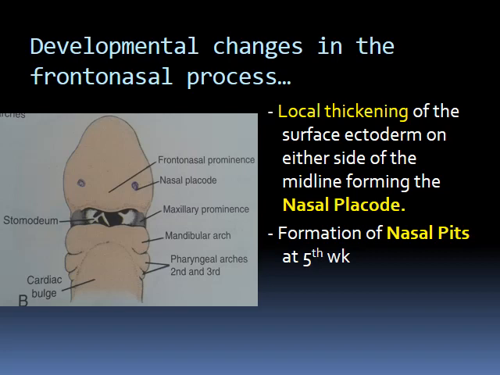So you can identify the frontonasal process. Below the frontonasal process you can see the stomodeum, which is bounded on either side laterally by the maxillary prominence, and caudally the stomodeum, as you can see, is bounded by the mandibular process or mandibular arch, they have written here.